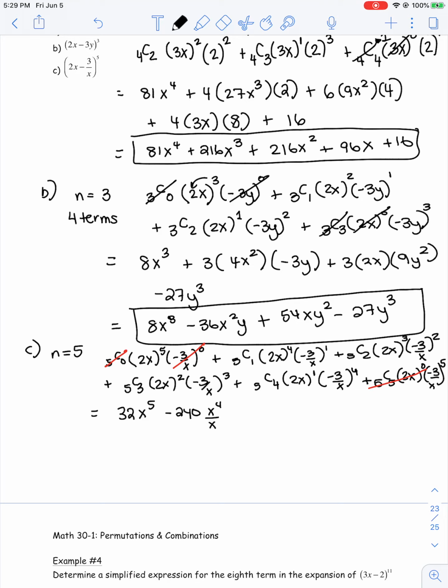And so now we're continuing on. We're going to go 5 choose 2. So 5 choose 2 is 10. So it's going to be 10 times 2 to the power of 3 times negative 3 to the power of 2 in brackets. And that should give us positive 720. So we're putting all the numbers together, including those exponents. And then we have x to the power of 3 over x to the power of 2 now.